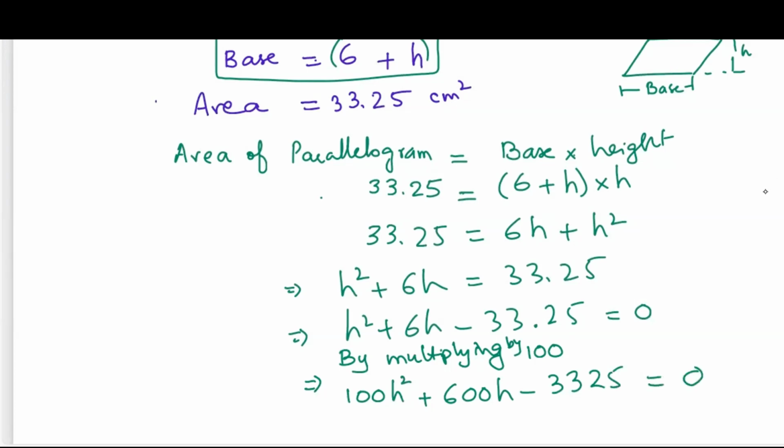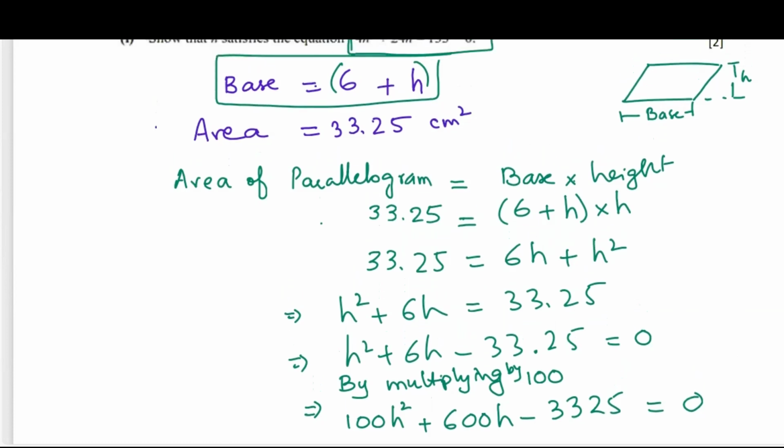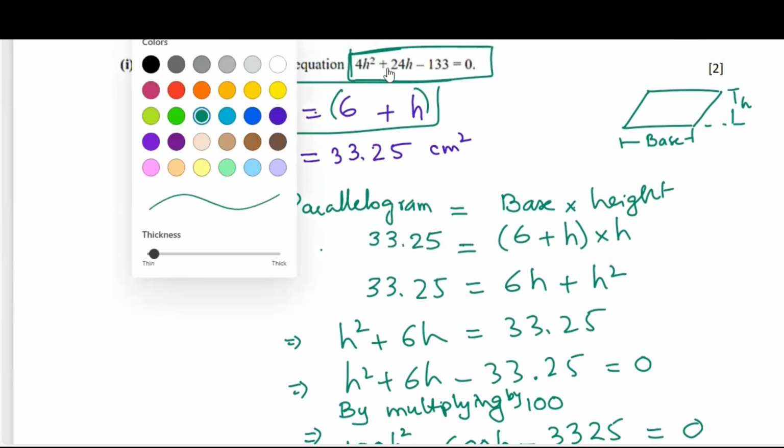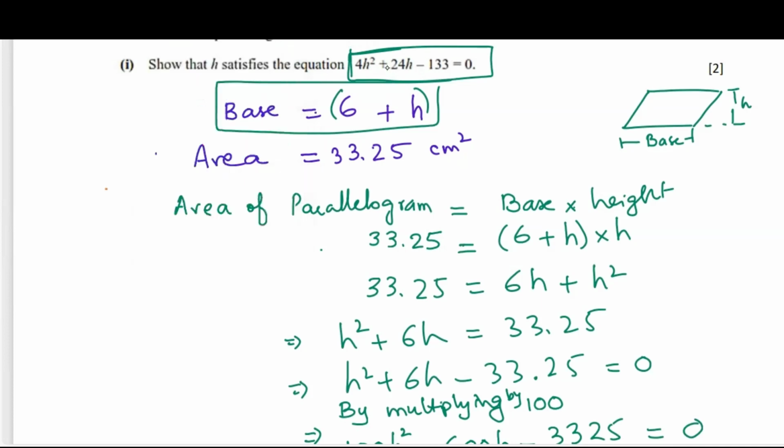Because when you multiply 33.25 by 100, the decimal will be moved forward. But the equation which we have to show is 4h square plus 24h minus 133 equal to 0. We have to show this.